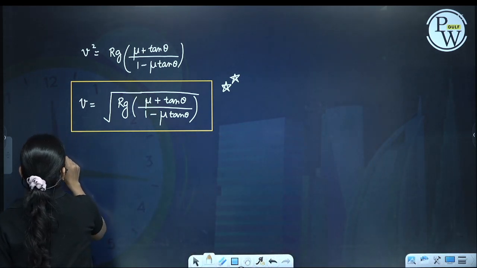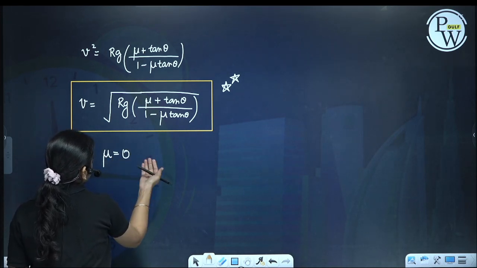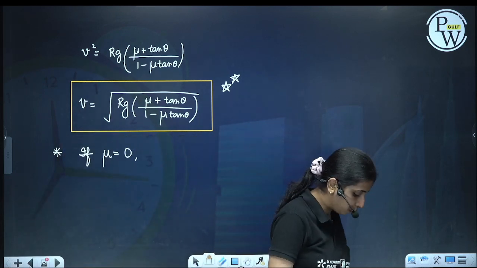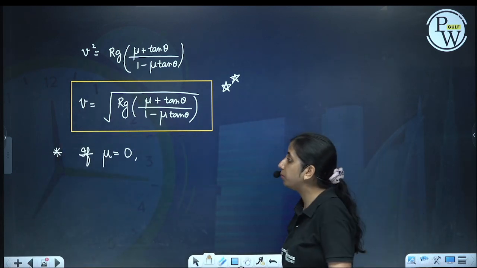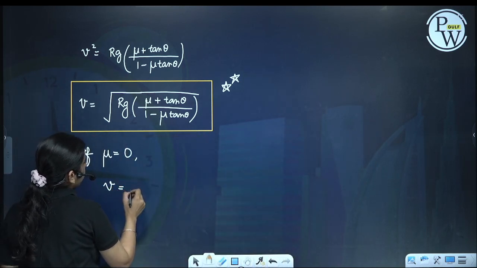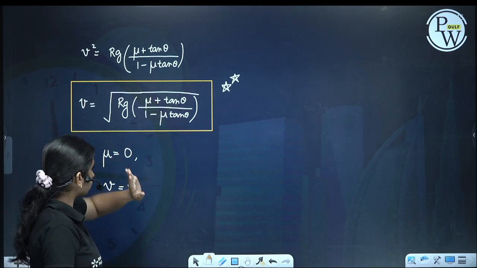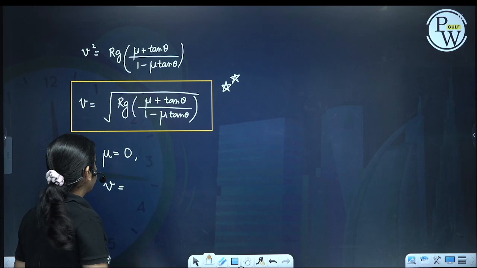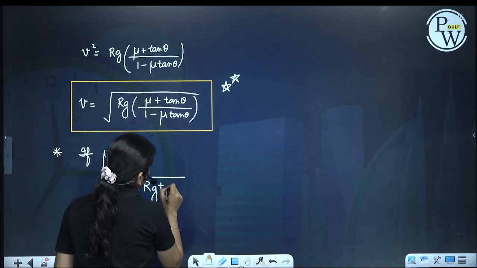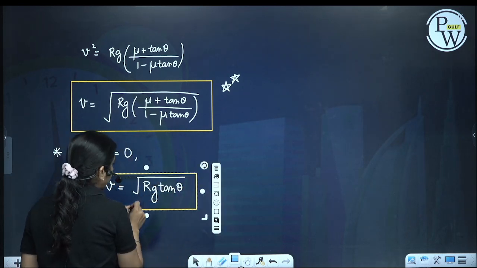Now let us do a special case. If there is no friction, if it is perfectly smooth, there is no friction between the tires and surface, mu will be 0. So this factor becomes 0, and we are left with only the square root of rg tan theta.